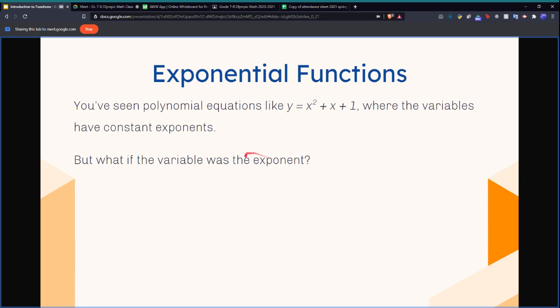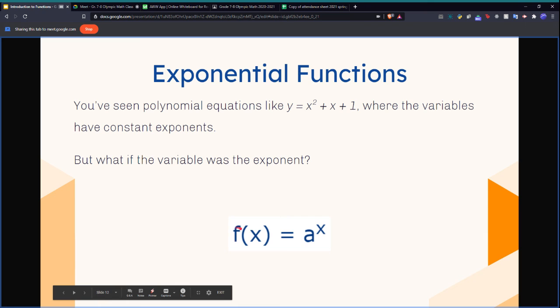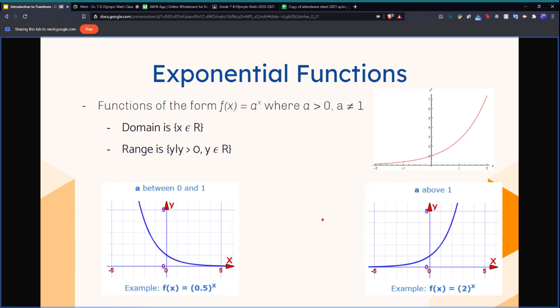But what if the variable was the exponent? What if the variable was the exponent itself? Instead of having x in here, you have x as the exponent right here. Well, there is such a thing. You call these exponential functions. They look like this: f of x is equal to a to the exponent x. So that's what an exponential function is. You have the x inside the exponent.